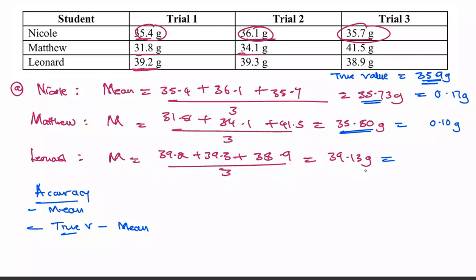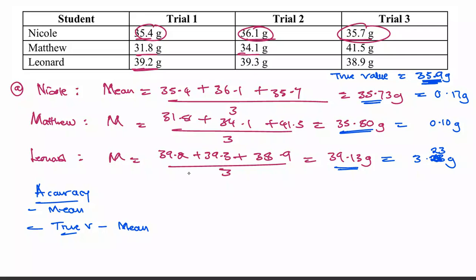Okay, what about Leonard? For Leonard, if we subtract 39.13 minus 35.9, we are getting the value of 3.23 grams. That is the value which we are getting. Okay, so that is the difference that we are going to get.